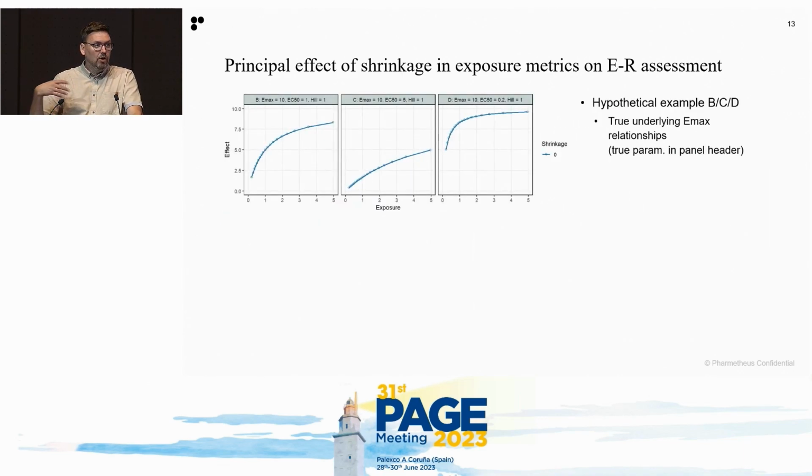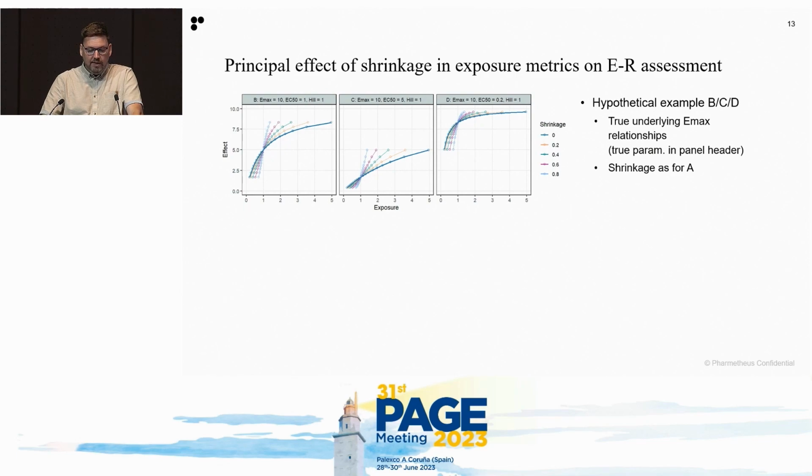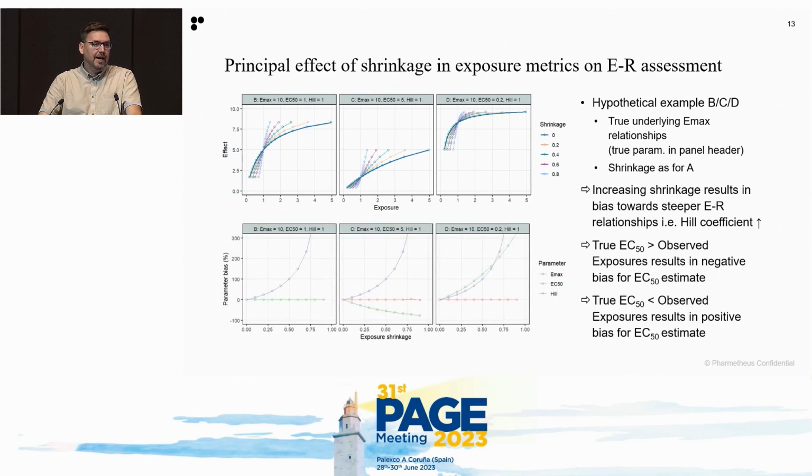And if we look at this instead for an Emax type exposure-response relationship, here exemplified with 3 different Emax models with varying EC50 values, we can see that when we introduce shrinkage in a similar way, we again introduce an apparent more steep exposure relationship in the form of a higher hill than true hill coefficient, so a positive bias for the hill coefficient.